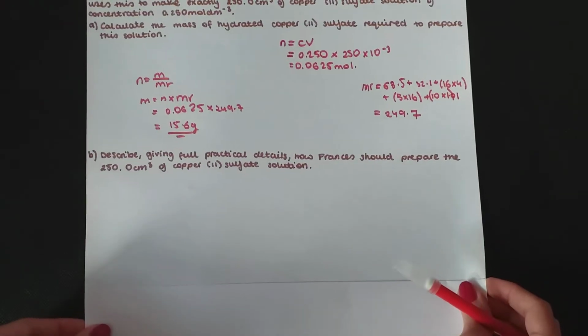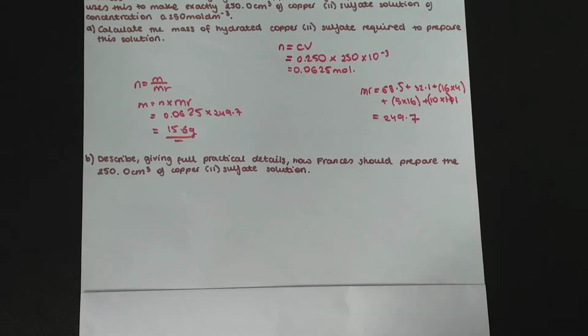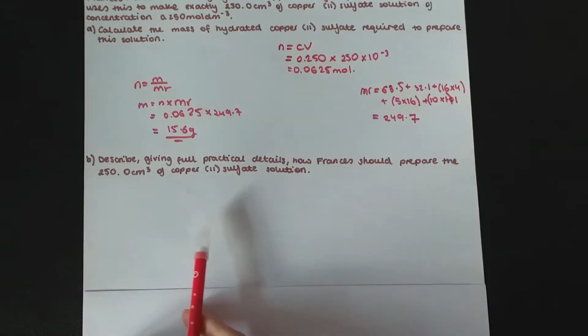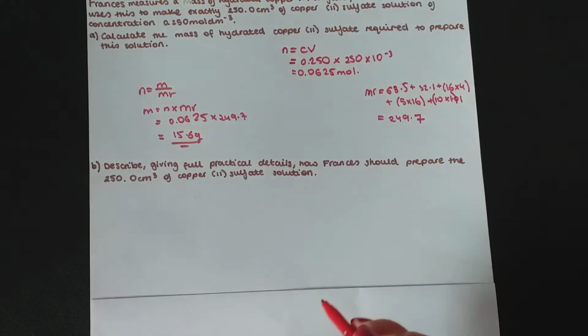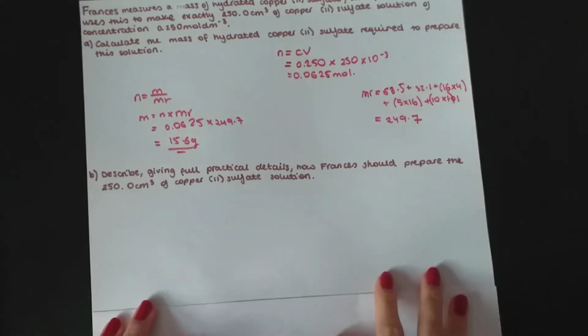Part B says, describe, giving full practical details, how Francis should prepare the 250 cm³ of copper sulfate solution. So preparing this solution is the preparation of a standard solution. A standard solution is the one for which we know the concentration, the one for which we're going to have the actual number of moles. So this is a very important one.